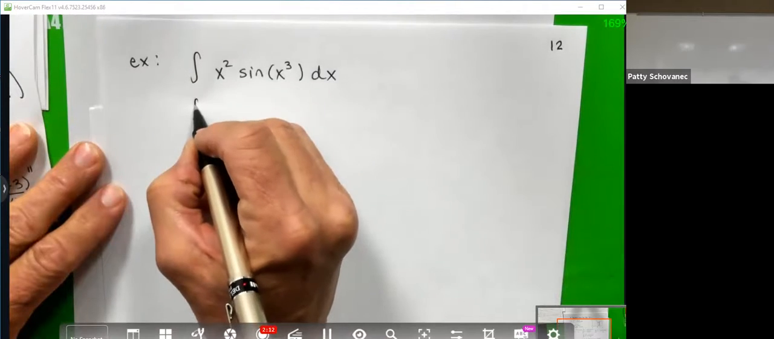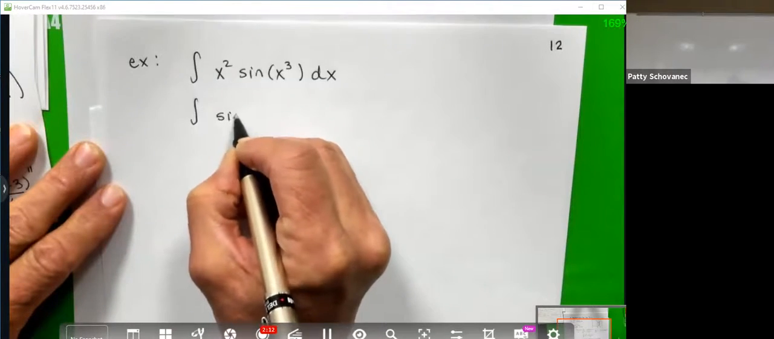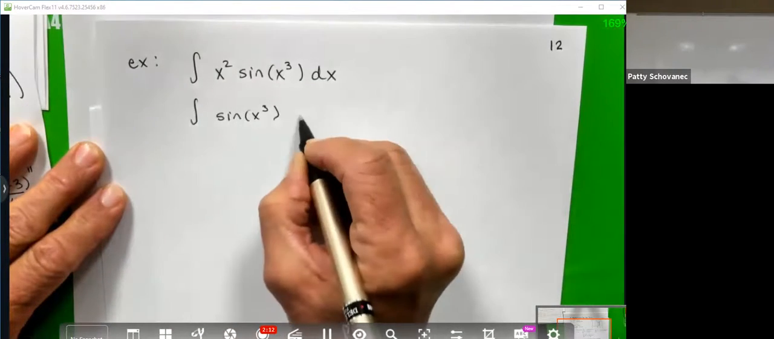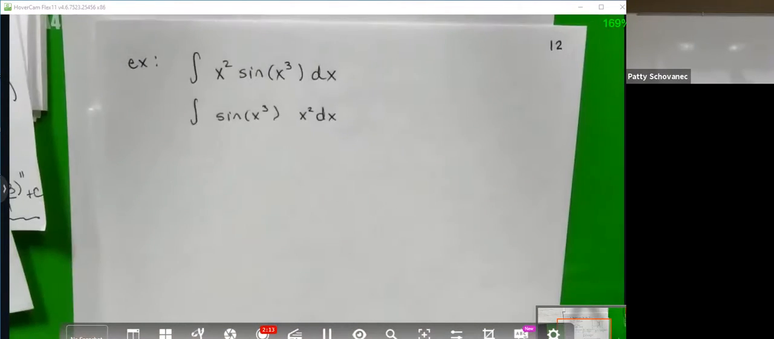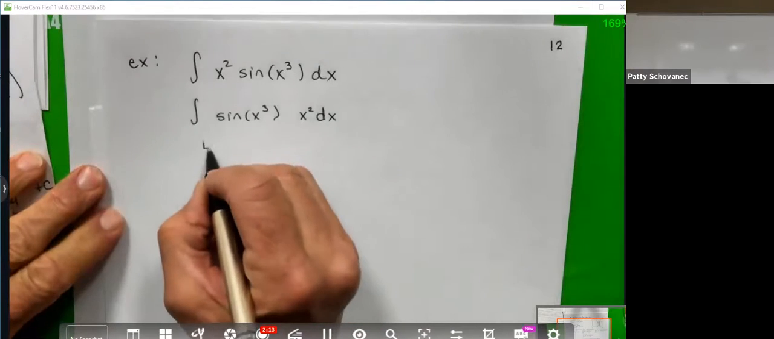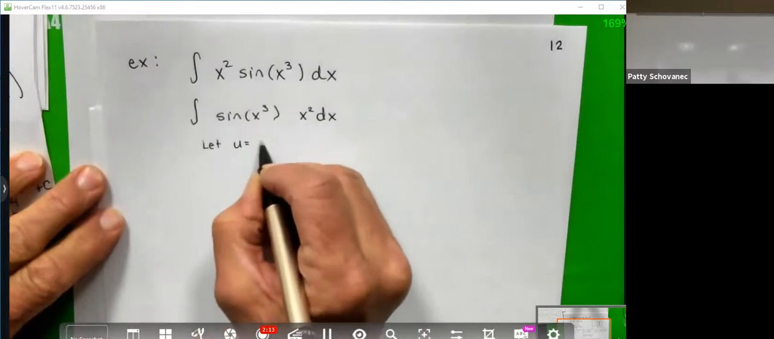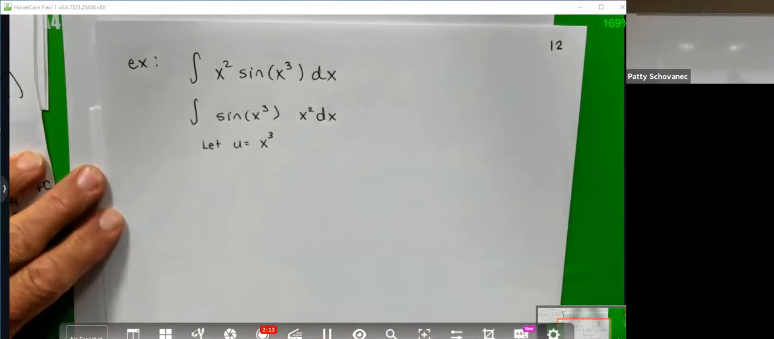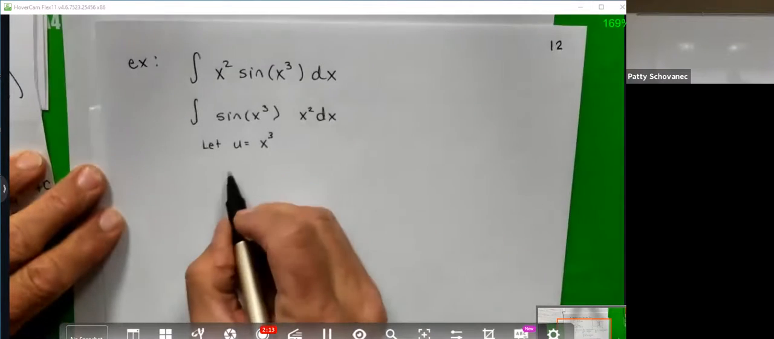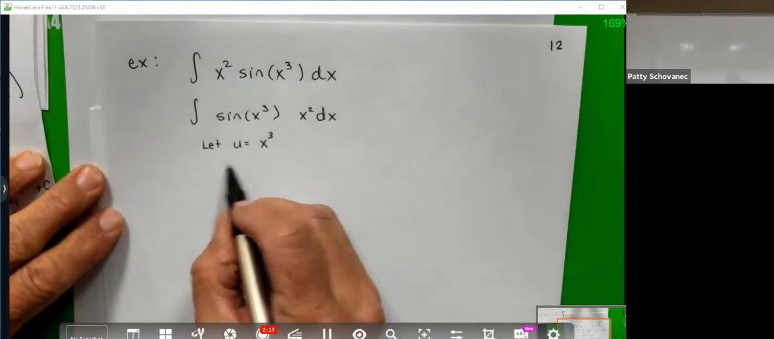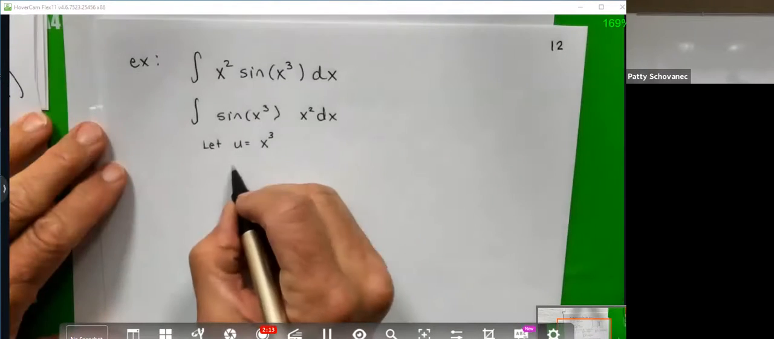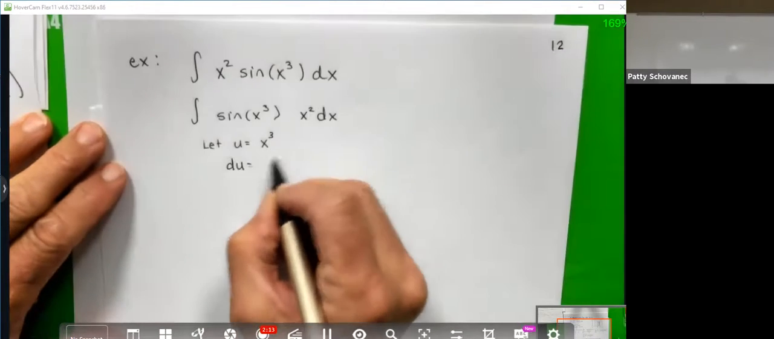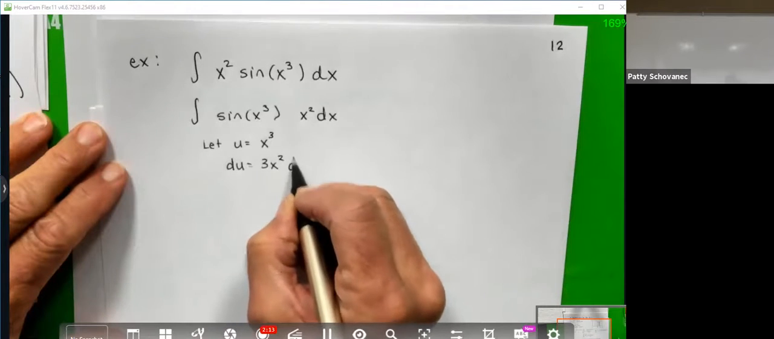by, let me rearrange this now. Let me put the main part of the function here, and let me move the x squared next to the dx, because that's going to be the derivative of the inside. Now do the formal substitution. I'm going to replace u with what I'm calling the inside. Then I'm going to take the derivative of that. Instead of writing that as du dx and then multiplying by dx, I'm just going to go ahead and do that step. The derivative of u will be the derivative of this times the dx.